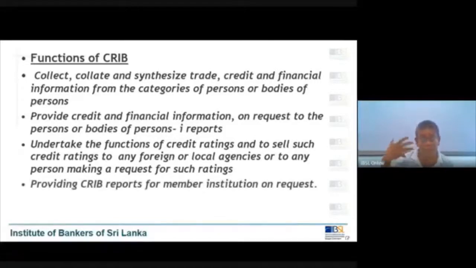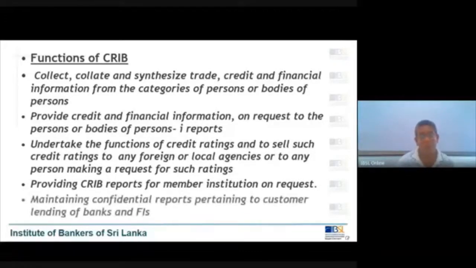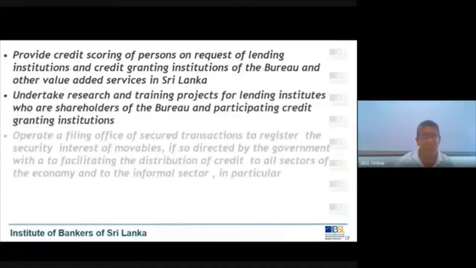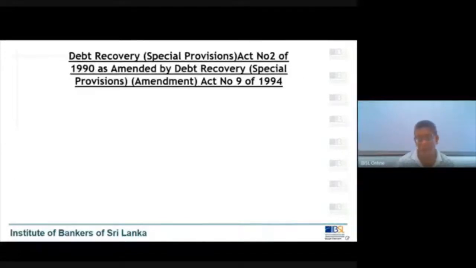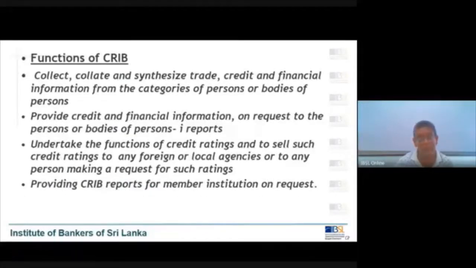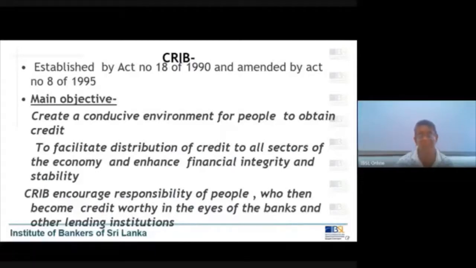Then they provide some reports to the institution at their request. And they can also carry out research, if the institution wants some research done. And CRIB can help institutions develop credit scoring systems, right? There are so many things you can provide to the banks. Now we just discussed the main objective of the CRIB and the functions of CRIB.